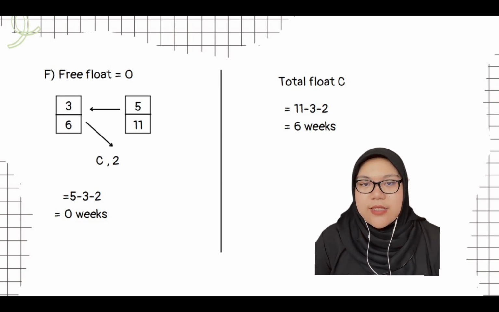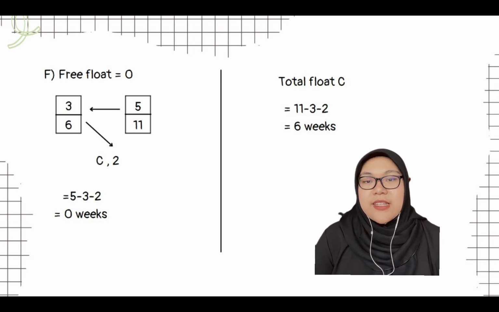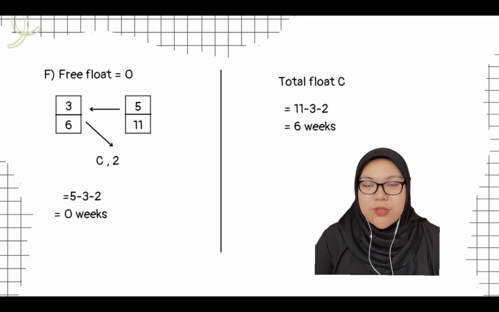The last one is total float C. 11 minus 3 minus 2, so we get 6 weeks.